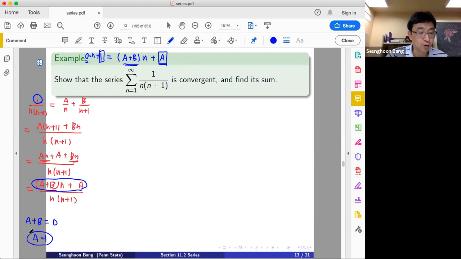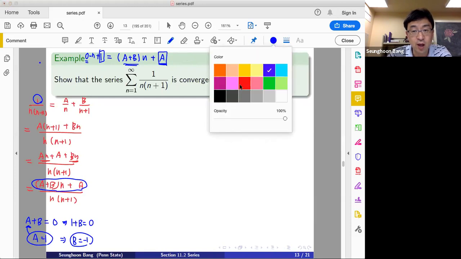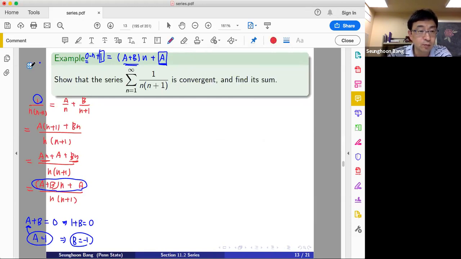You can plug 1 into the first equation, so 1 plus b equals 0. You can subtract 1 from both sides. B is minus 1. So a equals 1, b equals minus 1. Right? So you can plug a is 1, b is negative 1, and replace inside.